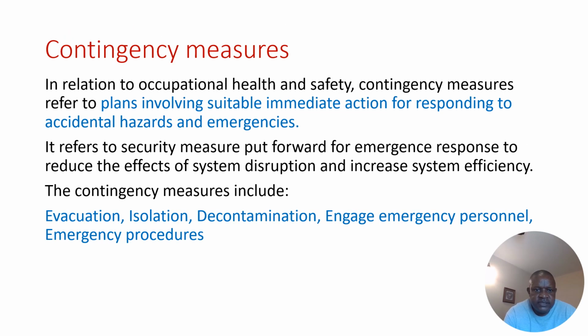And then after these factors, we look at contingency measures. Contingency measures are plans that are put in place, safety measures put in place to protect employees from hazards. In relation to occupational health and safety, contingency measures refer to plans involving suitable immediate action for responding to accidental hazards and emergencies. It refers to security measures put forward for emergency response to reduce the effects of system disruption and increase system efficiency. The contingency measures include evacuation, isolation, decontamination, engage emergency personnel, and emergency procedures.